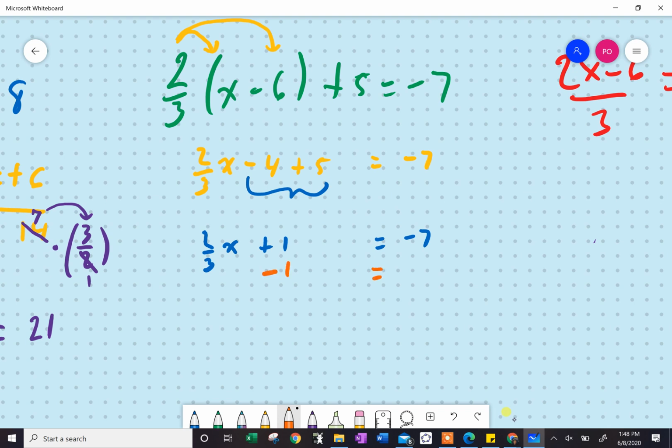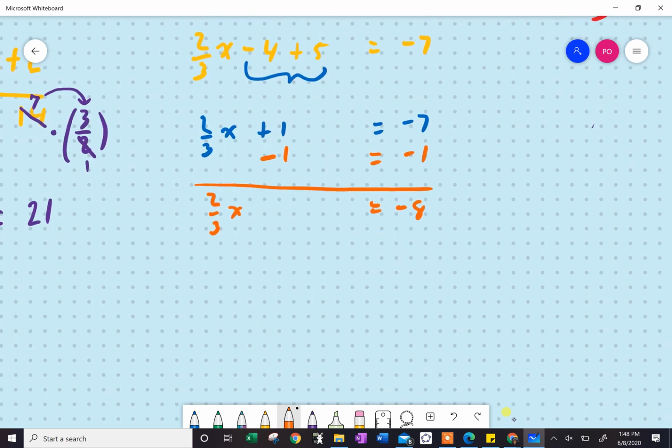Now it's just a regular 2-step equation. I get 2/3 of x equal to a -7 and a -1 is -8. By the way, if you're ever trying to figure out how to do that, -7 and a -1, think of it as I lost 7 things and I lost another thing. How many things did I lose? I lost 8 things.